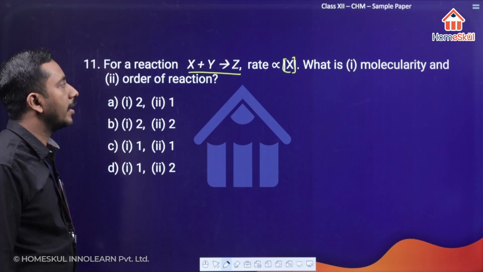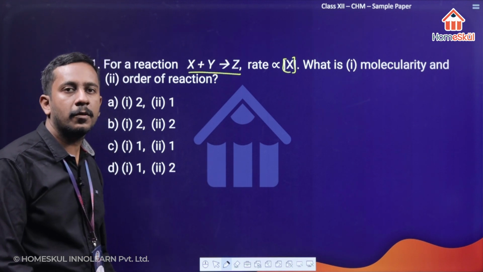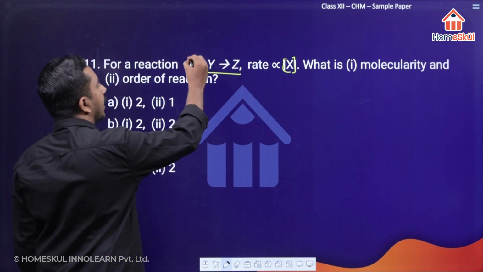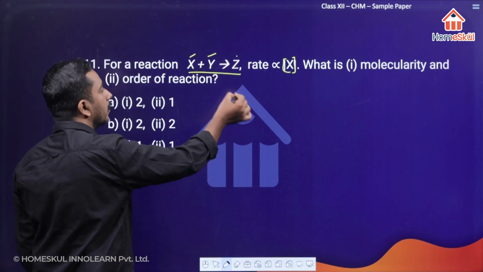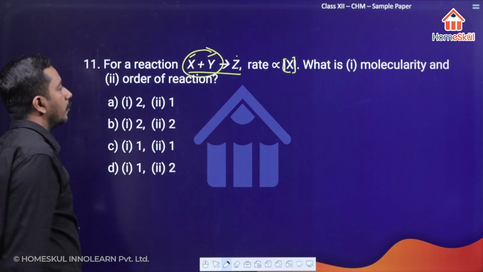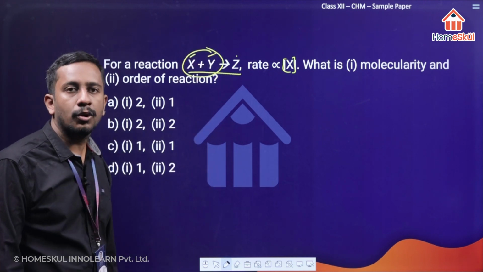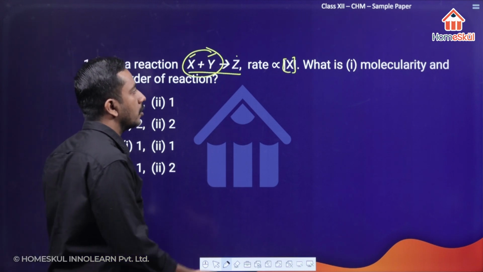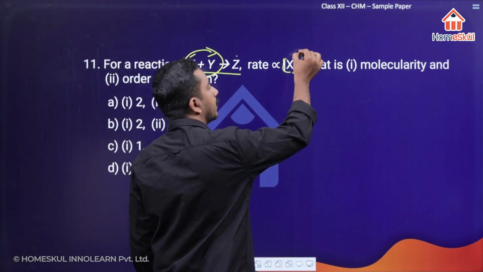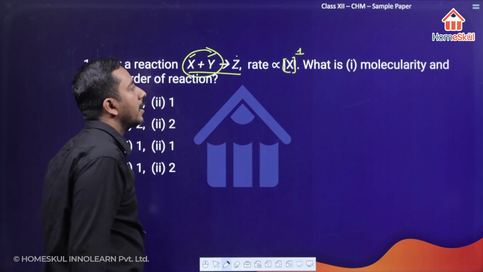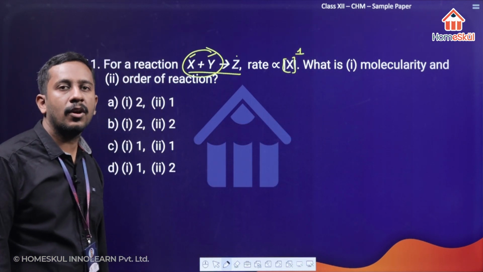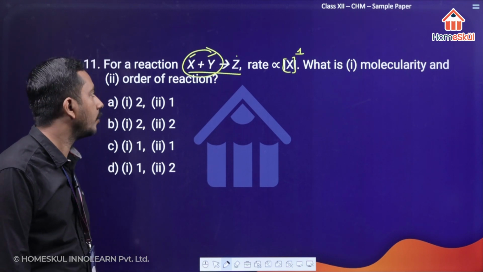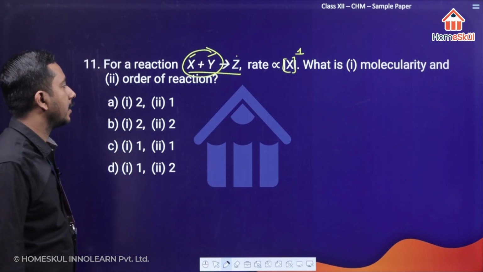So how do you find the molecularity of the reaction? That is the number of reactants that is participating in the reaction. So we have X and Y that is reacting together to give you the product. So the molecularity of the reaction is 2. And the rate of the reaction is directly proportional to the concentration of the reactant raised to the power 1. So the rate of the reaction depends only on the concentration of one of the components, and that too is directly proportional. So that means the order of the reaction is 1.